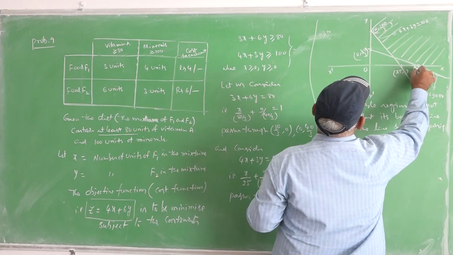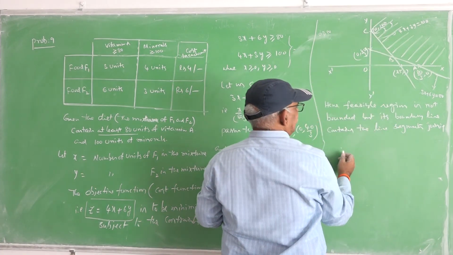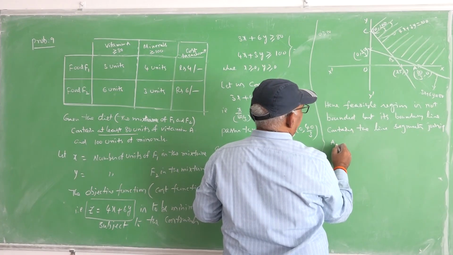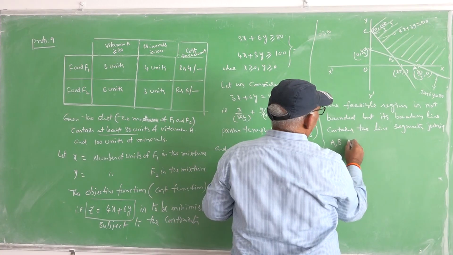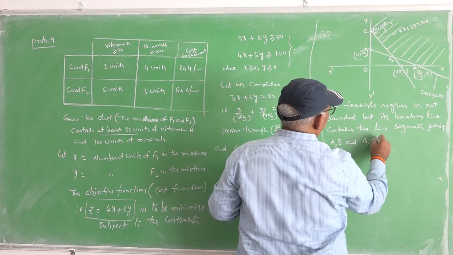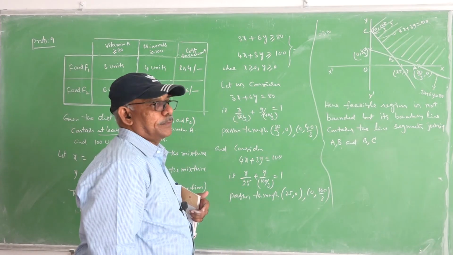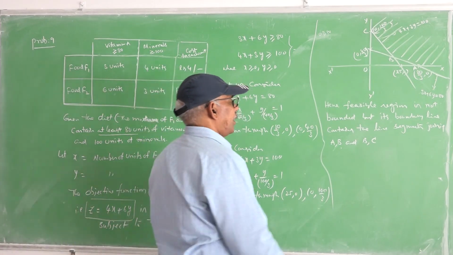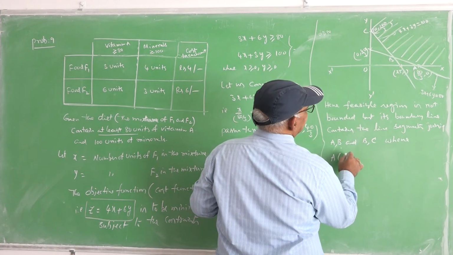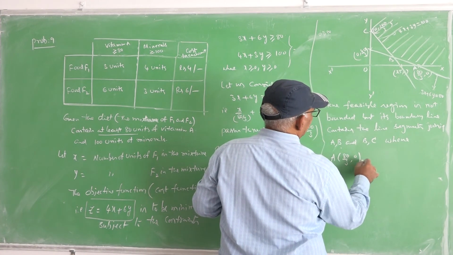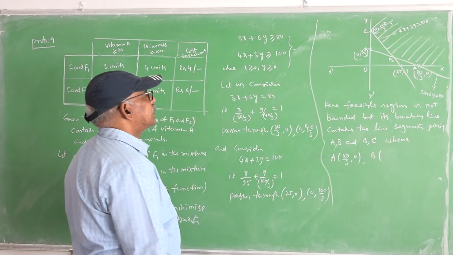Let this be A and this be B, joining A comma B and B comma C, the line segments joining A comma B and B comma C, where A is the point 80 by 3 comma 0 and B is obtained by solving these two lines.